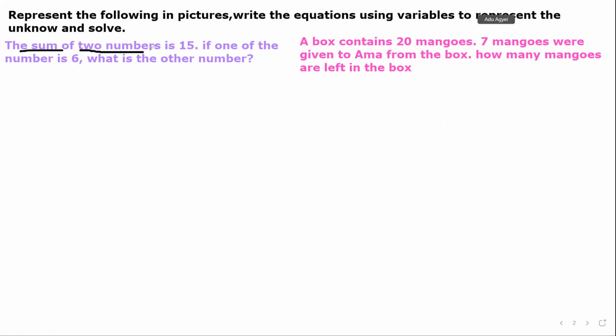And this is the two numbers is 15. If one of the numbers that we are talking about here is 6, what is the other number? So the sum of the numbers is 15.